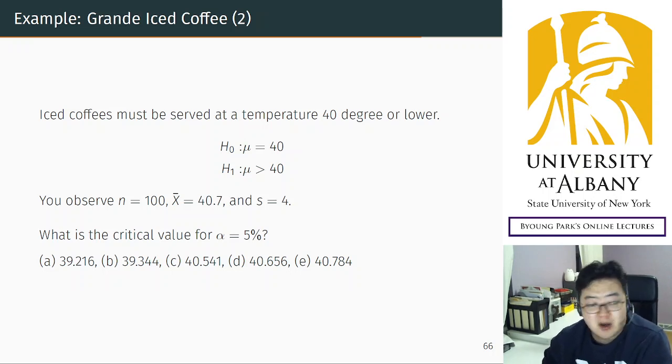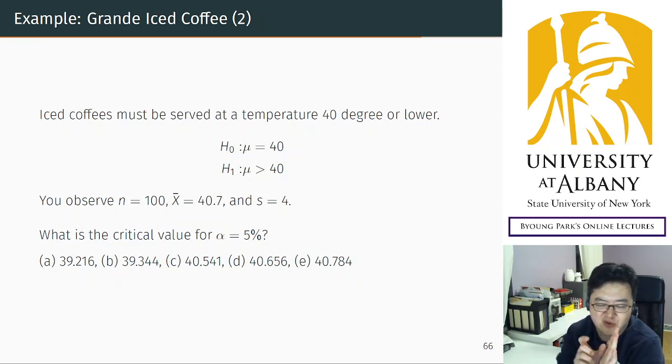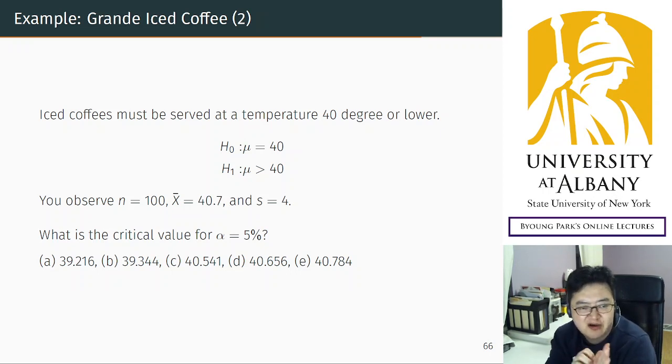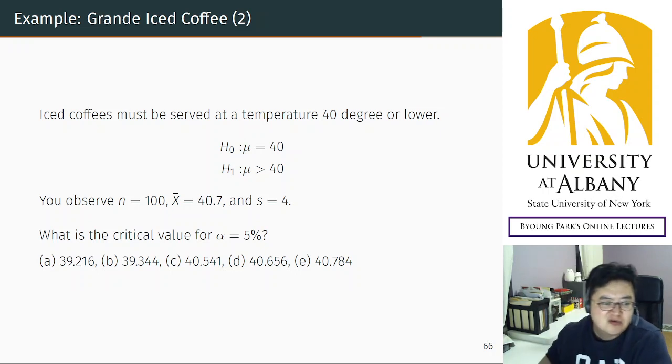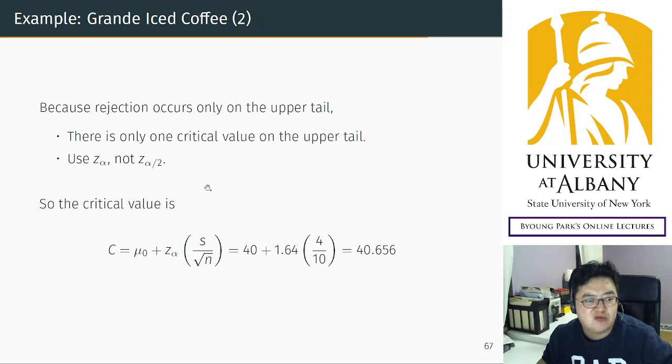So we are looking for the critical value in this case for this upper tail test. And remember, what we are going to do is 40 degrees is the standard, but we are going to allow a certain margin above it. So the critical value will be above 40 and will be calculated this way.